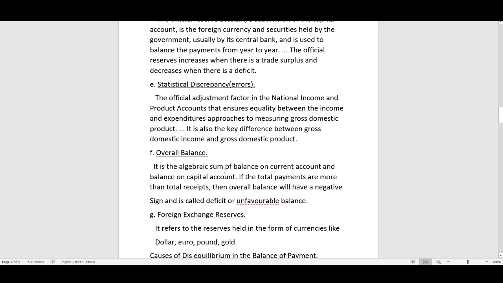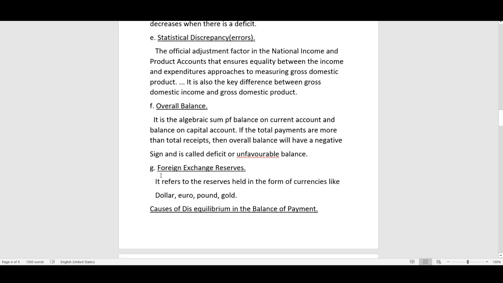Next, overall balance. It is the algebraic sum of balance on current account and balance on capital account. If the total payments are more than total receipts, then overall balance will have a negative sign and is called deficit or unfavorable balance. Next, foreign exchange reserves. It refers to the reserves held in the form of currencies like dollar, euro, pound and gold.